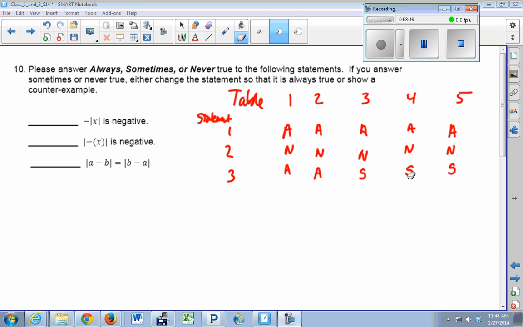Let me just say that these results were very similar to my first class, except for in my first class, question 3 had 4 sometimes and 1 always. So very similar. I don't think we need to discuss these two since we're in agreement. What we may need to discuss is to make sure you read the rest of this. It says, if you write sometimes or never true, either change the statement so that it is always true or show a counterexample. So for those who put never here, how did you change the statement? What did you write here so that it would always be true?